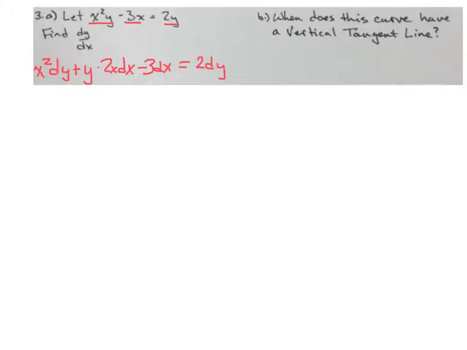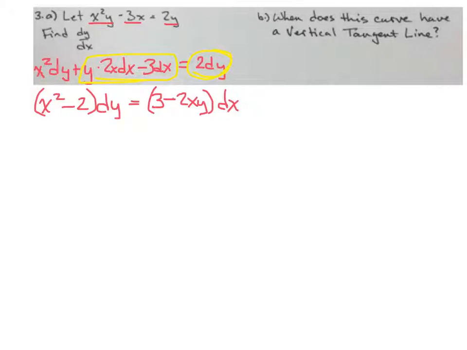The next thing we're going to want to do is collect all the dy's on one side and the dx's on the other. So my dy's, I got this x squared dy, and I got this 2 dy, which I'll bring over to the other side by subtracting. And that's all my dy's. Now, for the dx's, I'm going to subtract both of them over to the other side of the equal sign. So that would be plus 3 and minus 2xy. Those are all my dx's.